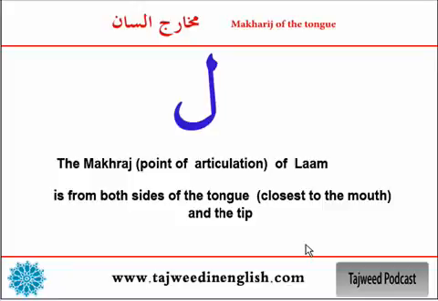First of all, we need to know what is the makhraj of lam, the definition of this point of articulation of the letter lam. It is said that it comes out from both sides of the tongue, which are the sides that are closest to the mouth, and the tip. So both sides of the tongue, pardon me, and the tip of the tongue. So right side, left side, which are close to the mouth side, plus the tip of the tongue.